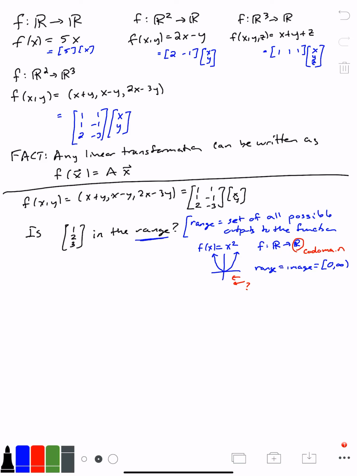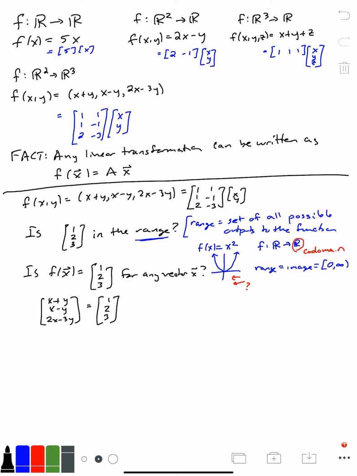So in other words, we want to say is f of x equal to 1, 2, 3 for any vector x? Well, that means that my output, x plus y, x minus y, 2x minus 3y, has to equal this vector 1, 2, 3. That would give us a system of equations. X plus y is 1, x minus y is 2, 2x minus 3y is 3. And as we saw before, we can write this into an augmented matrix and try to solve it.